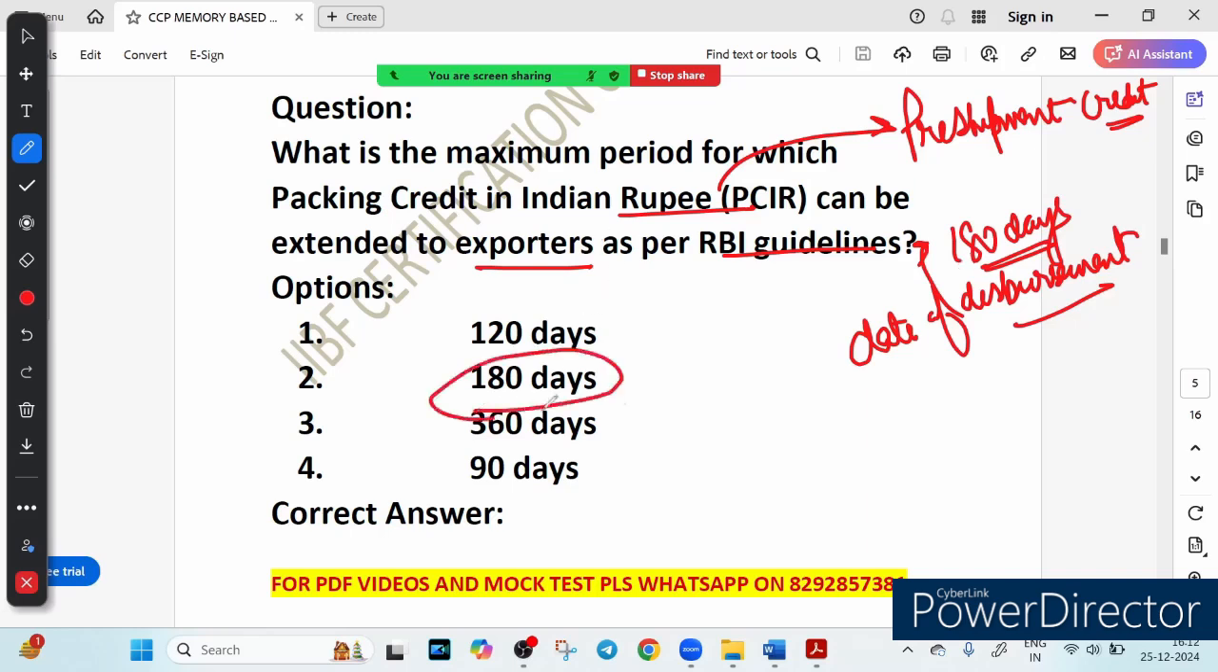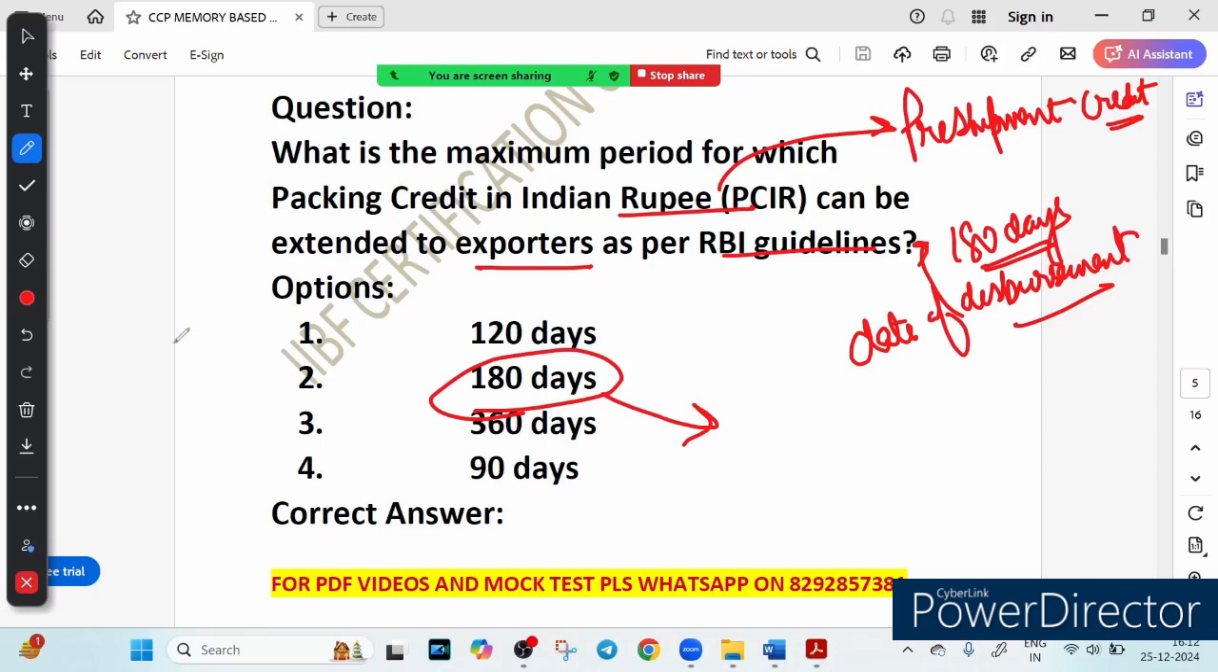Okay, now the second question is, why duration is capped at 180 days? This time frame ensures that exporter have sufficient time to process good and ship them, right? It also aligns with typical export cycle, ensuring liquidity without overextending credit. So extension beyond 180 days, there are some exception also. It's not hard and fast that only 180 days. Extension beyond 180 days are rare and subject to a strict regulation. Exporter must demonstrate valid reason.